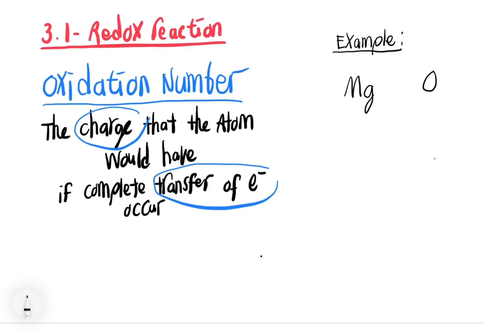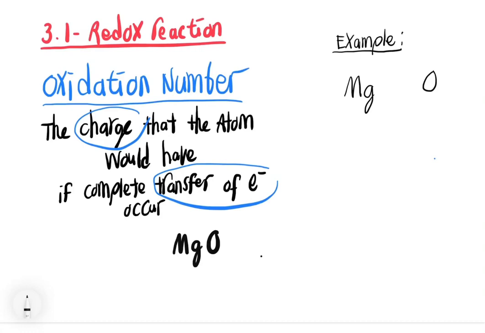But before we can discuss that, we must first understand the meaning of oxidation number, or you can also say oxidation state. Oxidation number refers to the charge that the atom would have if complete transfer of electron occur. Take one compound for example, such as magnesium oxide. So now you want to find out what is the oxidation number of magnesium and what is the oxidation number of oxygen in this compound.